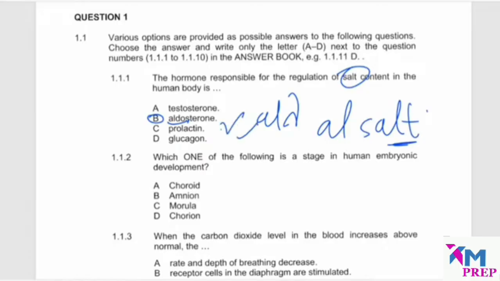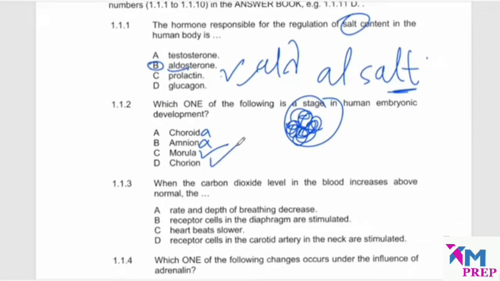I see people online, they are giving me answers now. Which one of the following is the stage in human embryonic development? Choroid, nope. Amnion, nope. Morula, remember, it forms the ball of cells, which undergoes mitosis to form a blastula. You understand? The hollow ball of cells. We talked about that. So 2 marks there. So the answer is C.